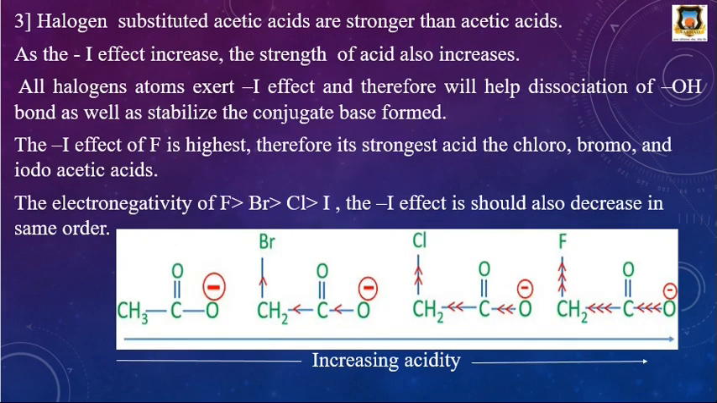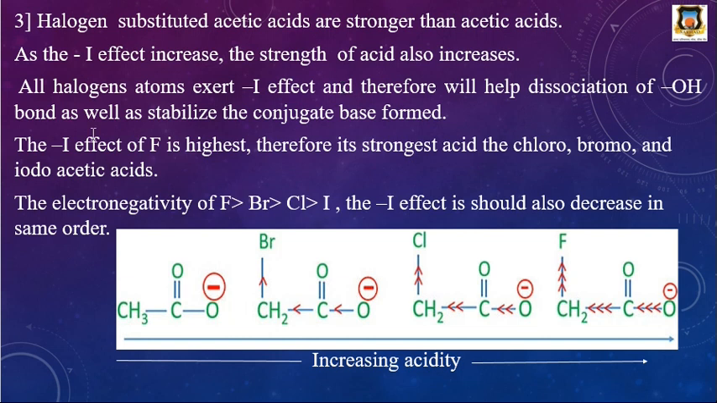Then the third example is, halogen substituted acetic acids are stronger than acetic acid. Here, as the minus I effect increases, the strength of acids also increases. All halogen atoms exert minus I effect, that is electron withdrawing inductive effect, and therefore they help to dissociate the OH bond easily, and also they stabilize the conjugate base formed after the dissociation.